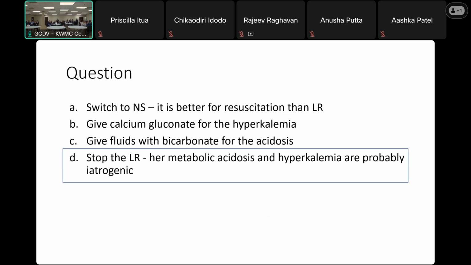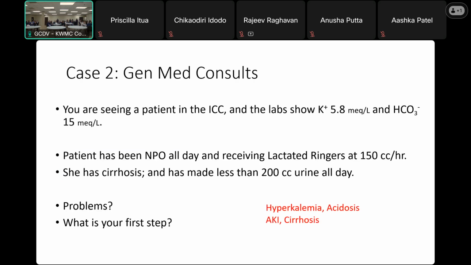The big thing, like Jonathan pointed out, is stopping the LR, because the patient is getting LR at 150 cc's an hour, and we're getting it all day. So if you're giving a lot of fluids and the patient's not making much urine, it's really just going to accumulate in this kind of patient. They probably have an overactive renin-angiotensin-aldosterone system. So stopping the fluids for that reason would be important.